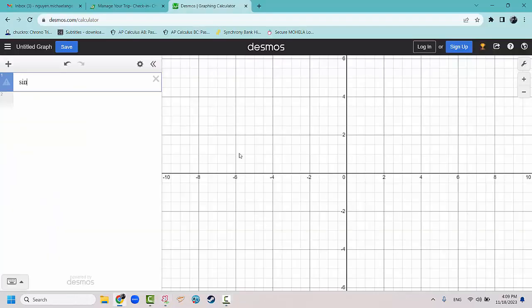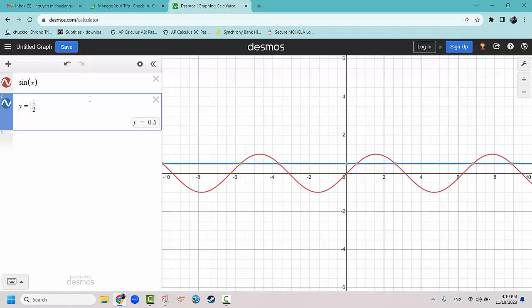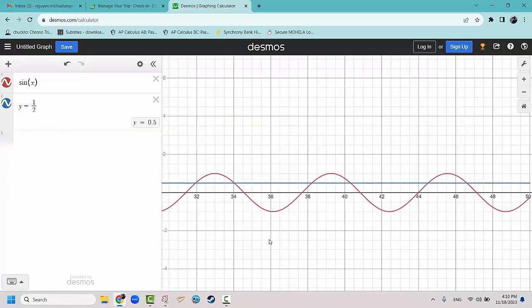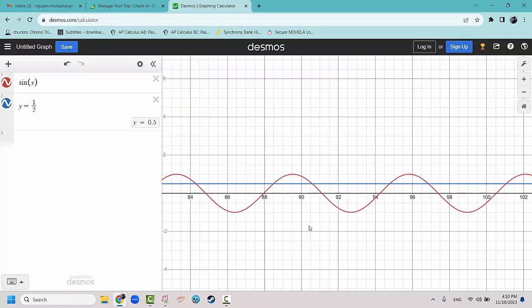And here we are at Desmos. I'll go and graph sine x. Here's our cool wave. I'll go and graph one half, or 0.5, y equals, okay, cool. So you see how the blue and the red intersect each other, and if I just kept on going all the way to the right, forever and ever, they would just keep on intersecting each other.